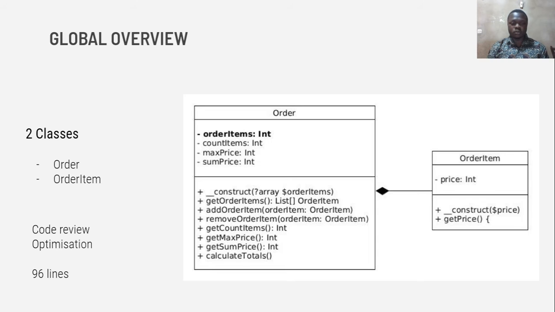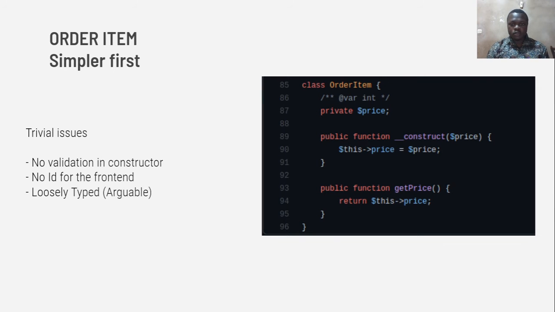Basically, what we are going to do is code review and optimization, where we can see where code can be optimized. Let's start with the simplest class, the Order Item. It's basically a single attribute class with a constructor and a getter. Trivial issues: we have no validator in the constructor. Then we have no ID.